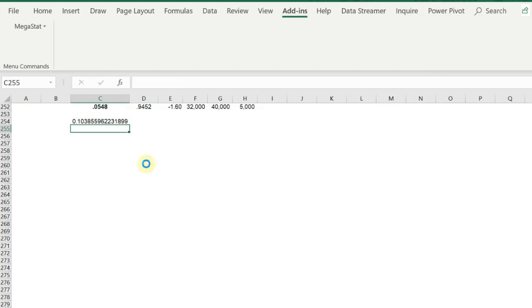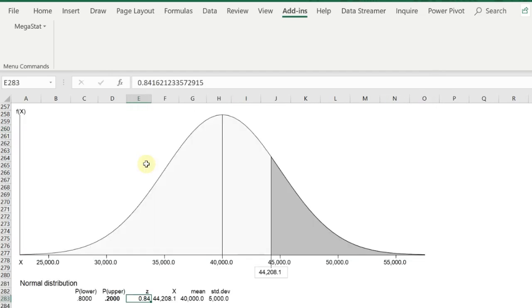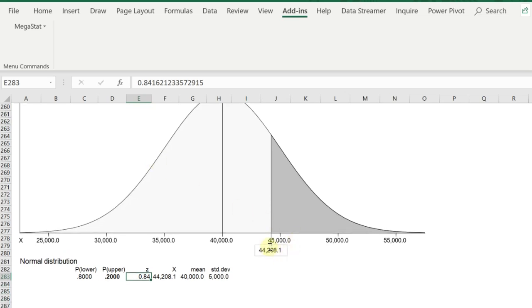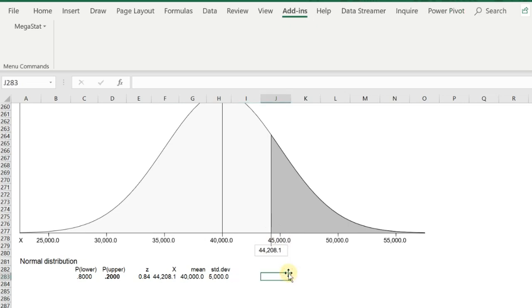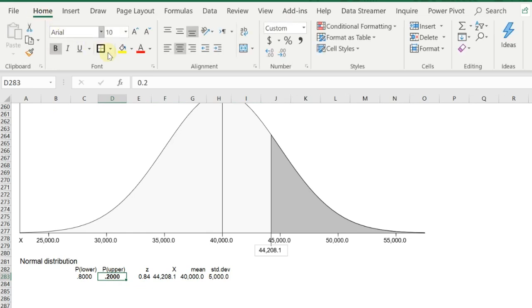And the cutoff point ends up being $44,208.10. That's this number right in here. There you go. You see that? 44,208.10. So roughly at $44,000, that would be the cutoff. And here it is. The probability at that is going to be exactly there, 20%.